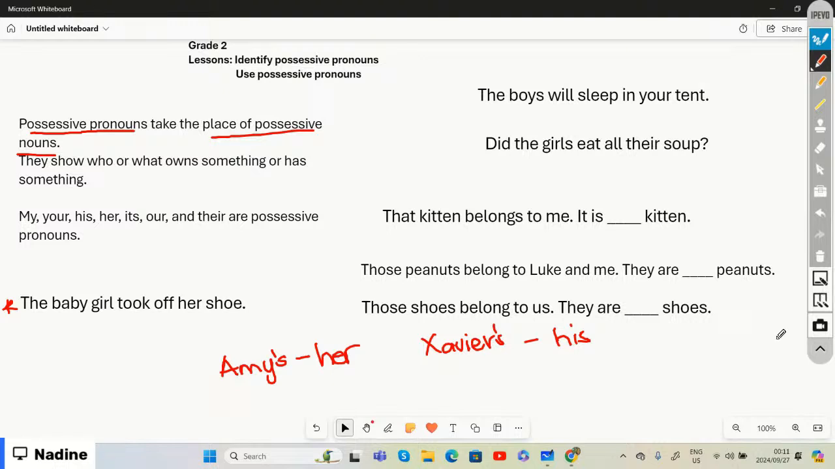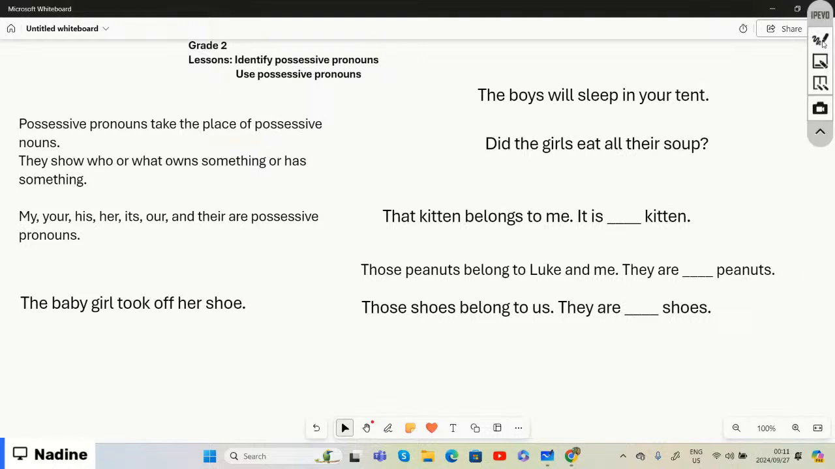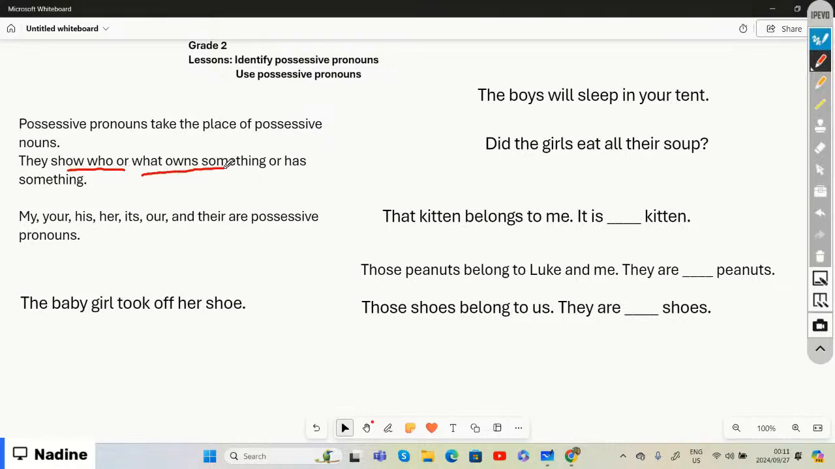So if we look at this sentence, right? And before we go to the sentence, we see that possessive pronouns take the place of possessive nouns. They show who owns something or what owns something or even who has something. So if anything belongs to you or you own something or you have something, then it means that it belongs to you, right?